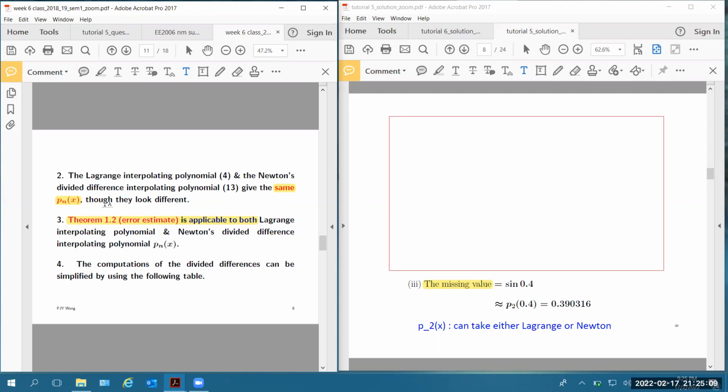Professor, the P_n(x) actually passes through all the points, right? Yeah, correct. But when it passes through all the points, why is it still an approximation?